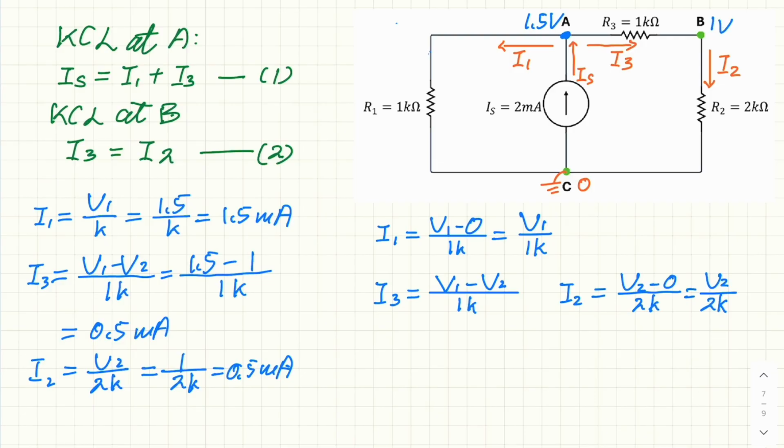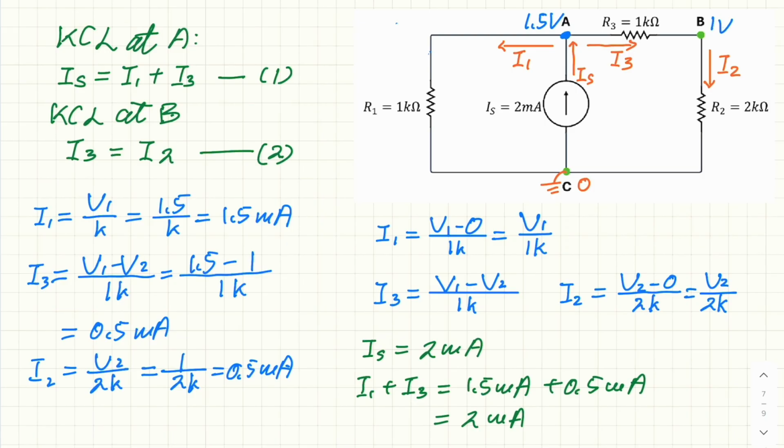Next, we are going to check if the KCL at node A is correct. So at node A, the KCL says IS is equal to 2 mA. And also let's check I1 plus I3. I1 is equal to 1.5 milliamp. I3 equal to 0.5 milliamp. So the sum is 2 milliamp. So KCL at node A is correct.